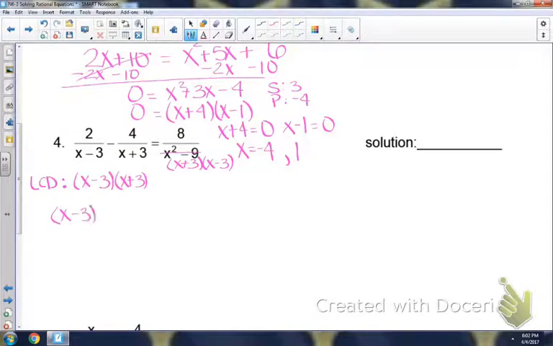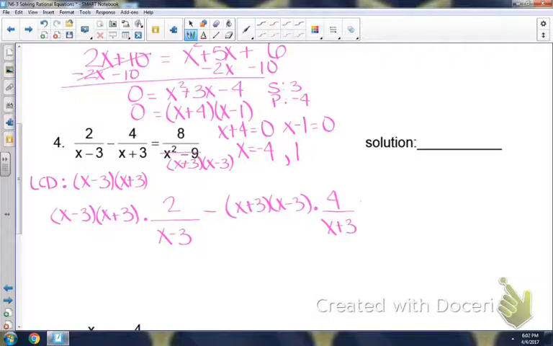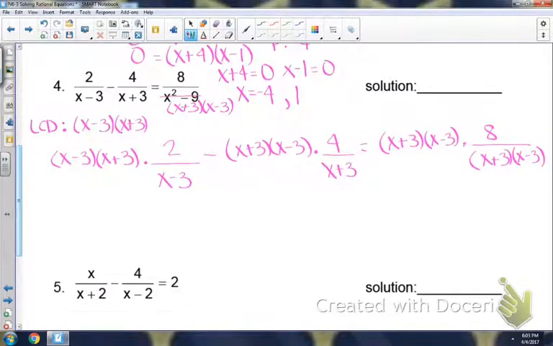So I'm multiplying every term in our equation by the LCD, so that way I can get rid of the fractions. Make sure you write the factored form, x plus 3 and x minus 3. Okay, so notice x minus 3 cancels. We need to distribute the 2, so that's 2x plus 6.